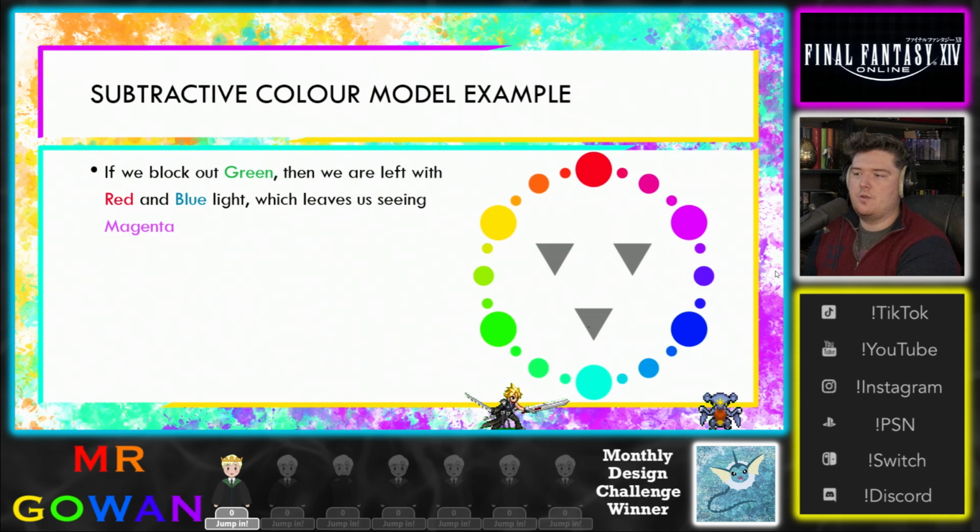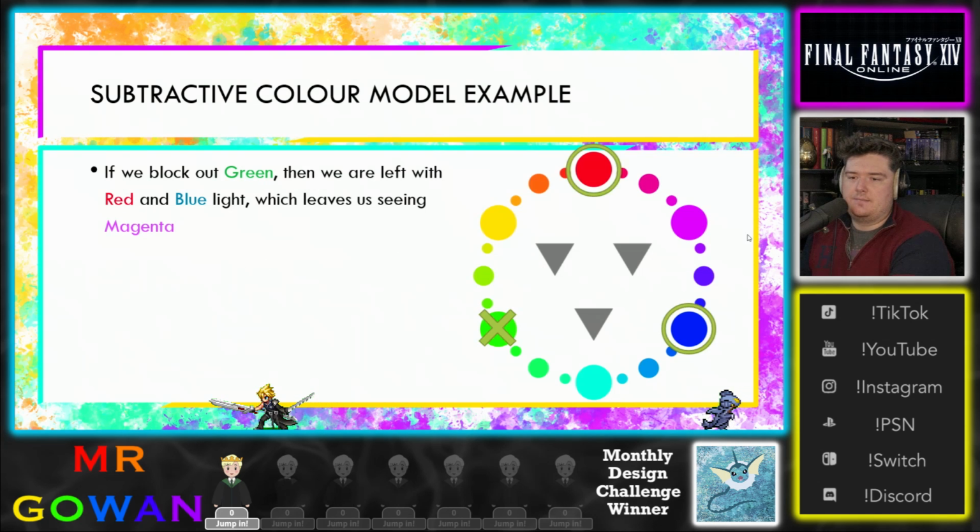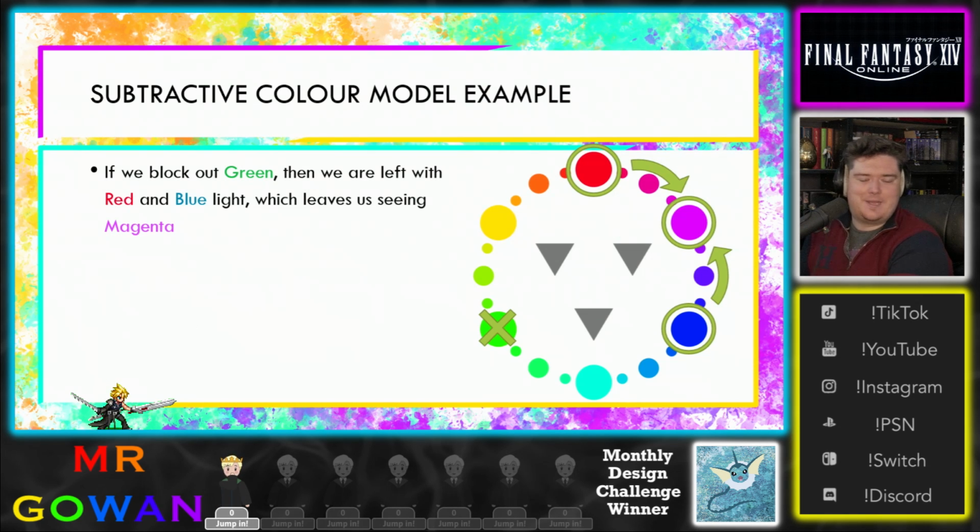If we block out green, then we are left with red and blue light, which leaves us seeing magenta. So blocked out green, it's gone. We're no longer including it. It's no longer a thing, which means we only see red and blue. The thing that's between red and blue is magenta, which technically the thing in between red and blue is green, but our brain makes up magenta. But you get the point. Anyway, when we see red and blue light, we see magenta. So we've blocked out green, now we see magenta.